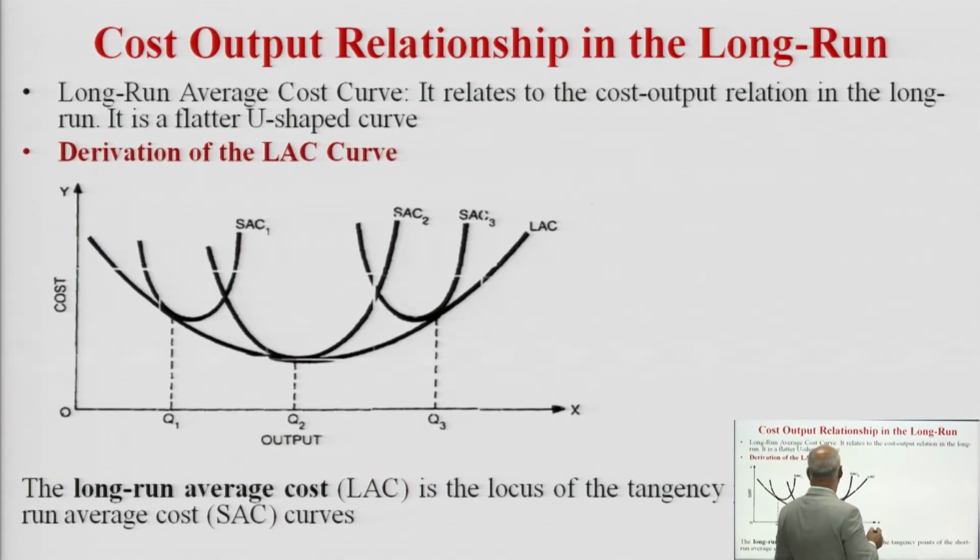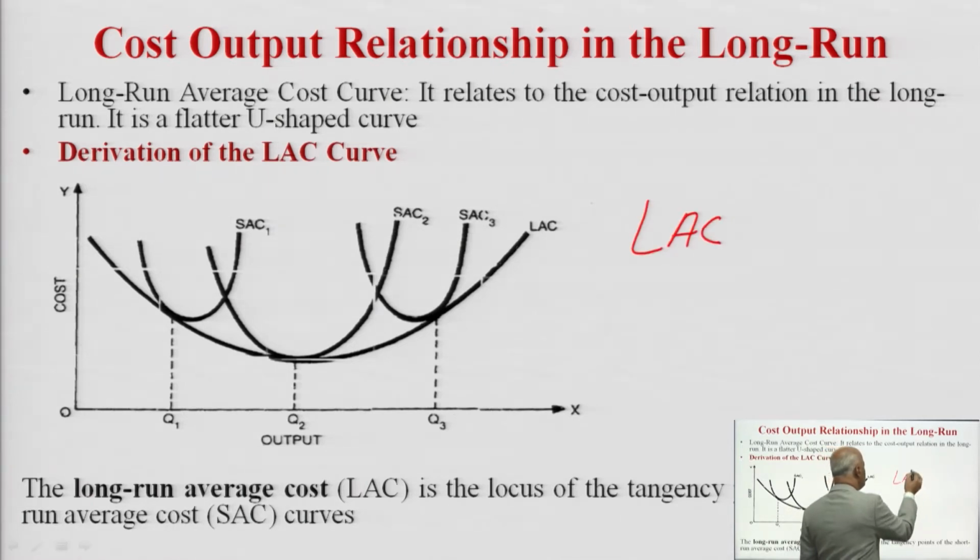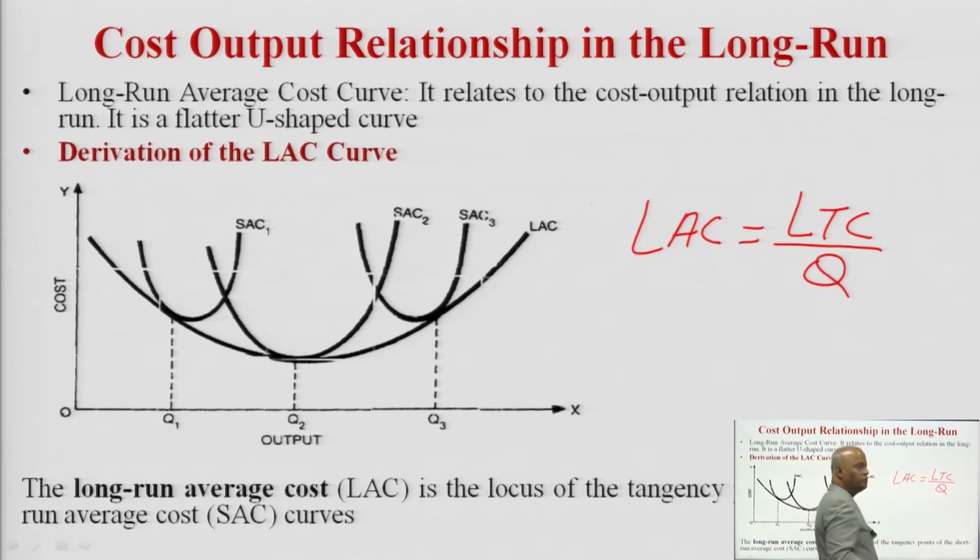Now, next, as I have already mentioned, the long run average cost curve is derived from the long run total cost. How? Long run average cost is equal to long run total cost divided by the output produced. That way you get the long run average cost.